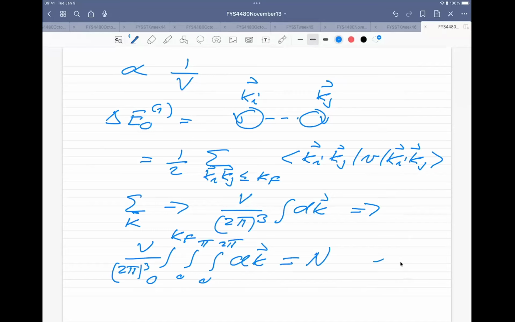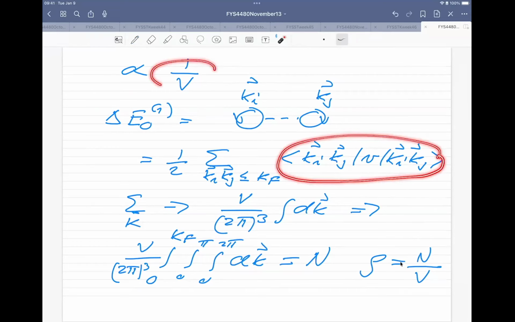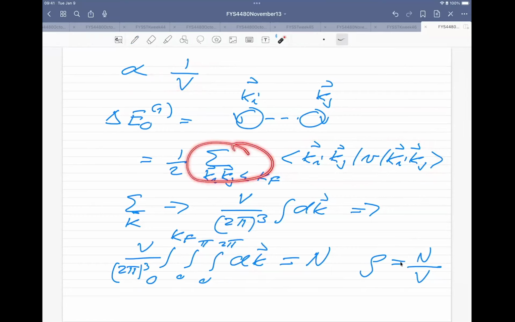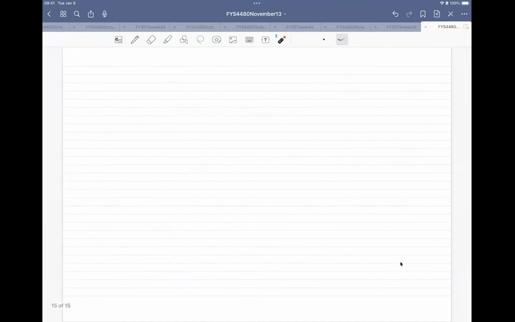And then we know that the density is defined as the number of particles divided by volume. So what we said is that these integrals are simply proportional to 1 over the volume. That means that when we are looking at these terms here, we have twice a summation over the k values. So we should then get n squared divided by volume.